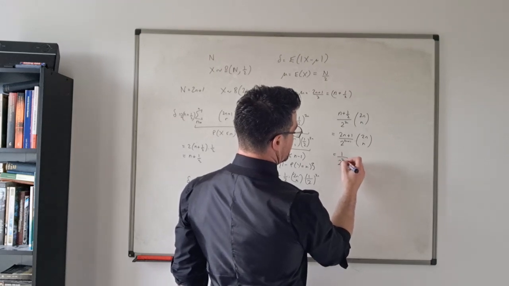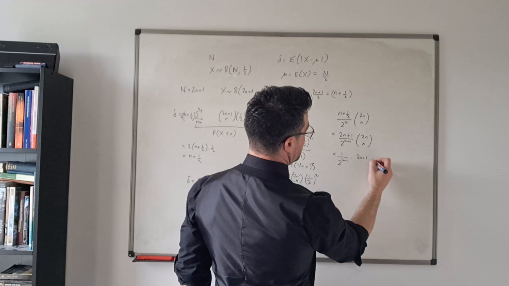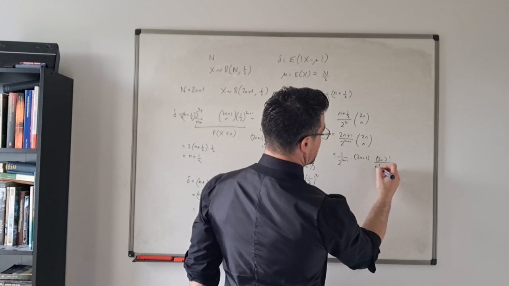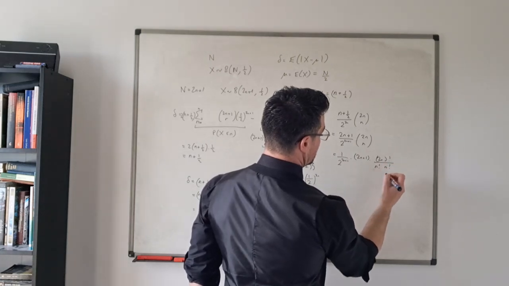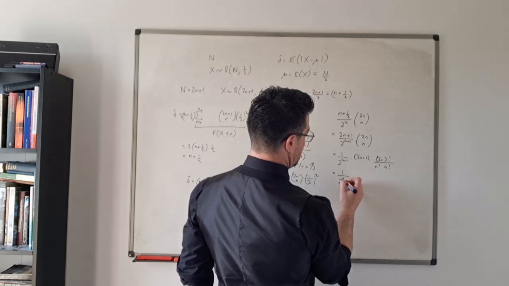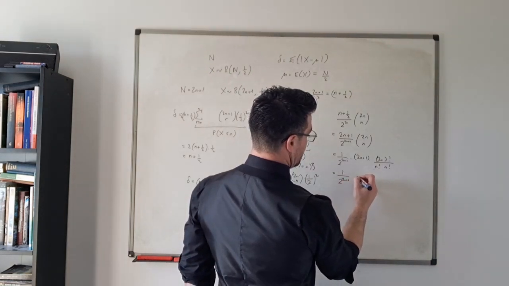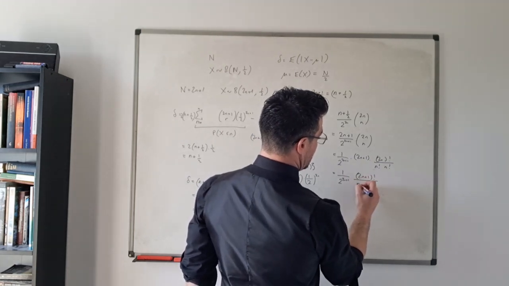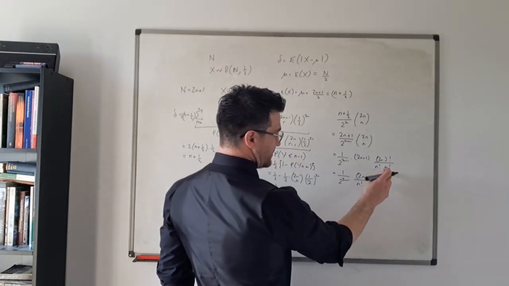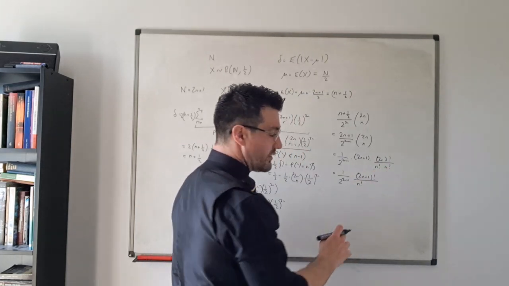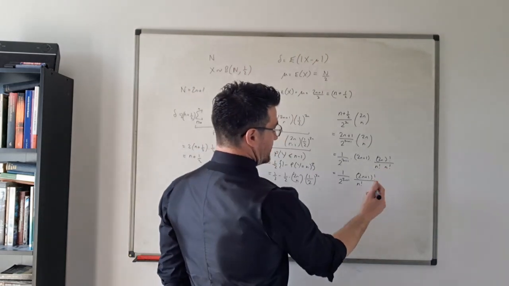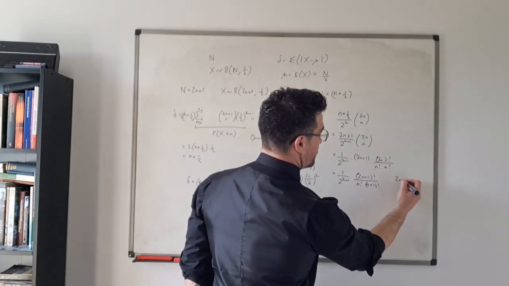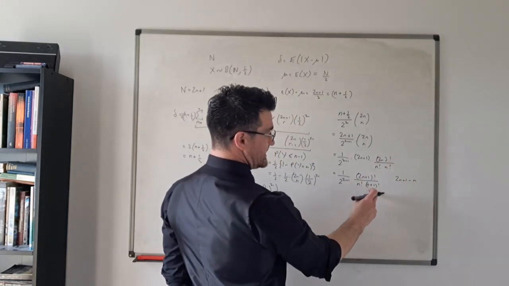1 over 2 to the power of 2n plus 1 times 2n plus 1 times 2n factorial over n factorial times n factorial, which is 2n plus 1 factorial over n factorial times n factorial. But that's not really what I want, because I want this to become a binomial coefficient. So I really want n plus 1 factorial in here, so that it's 2n plus 1 minus n, because 2n plus 1 minus n is equal to n plus 1.